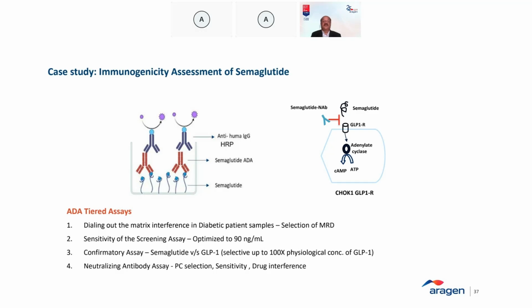The neutralizing antibody assay was challenging. As I said, only 2% of patients turned out to be positive, so there were no positive controls commercially available. They had to be generated, profiled, characterized, and used for the assay. Again, getting sensitivity in a cell-based assay is always challenging because you have to work around very fine conditions, and we have achieved the desired sensitivity. We also have an assay which is highly resistant to drug interference.